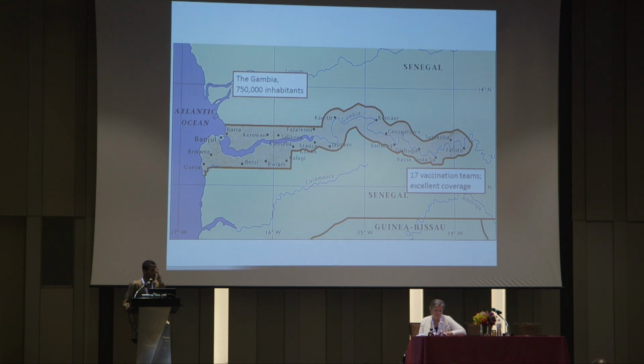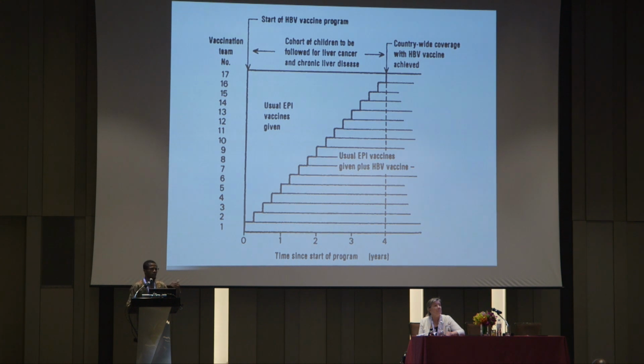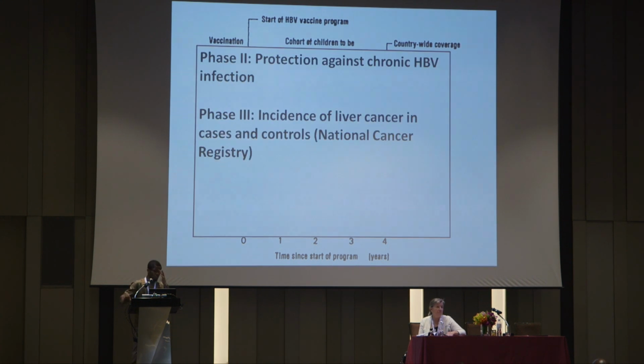The Gambia was a perfect place to do this study, given its relatively small land mass and population, and it had an excellent EPI vaccination program that covered the entire country and was run by 17 different vaccination teams. And so the study would phase in the hepatitis B vaccine into different clusters attended to by respective vaccination teams. So at the first instance, one vaccination team would incorporate the hepatitis B vaccine into the EPI programs, with the other 16 serving as controls at the time. And at 3-month intervals, different groups would phase in their Hep B vaccination.